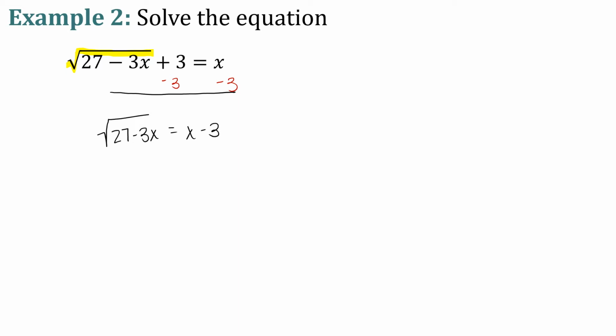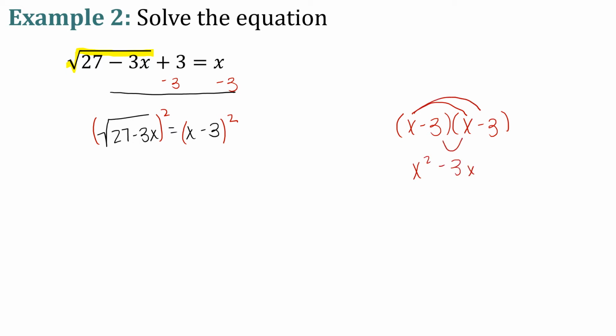This time we are still needing to square both sides, but now we have a binomial on our right-hand side. This tells us that we need to do x minus 3 times x minus 3. That's x times x is x squared. X times negative 3 is negative 3x. Negative 3 times x is negative 3x. And negative 3 times negative 3 is a positive 9. So x squared minus 6x plus 9.